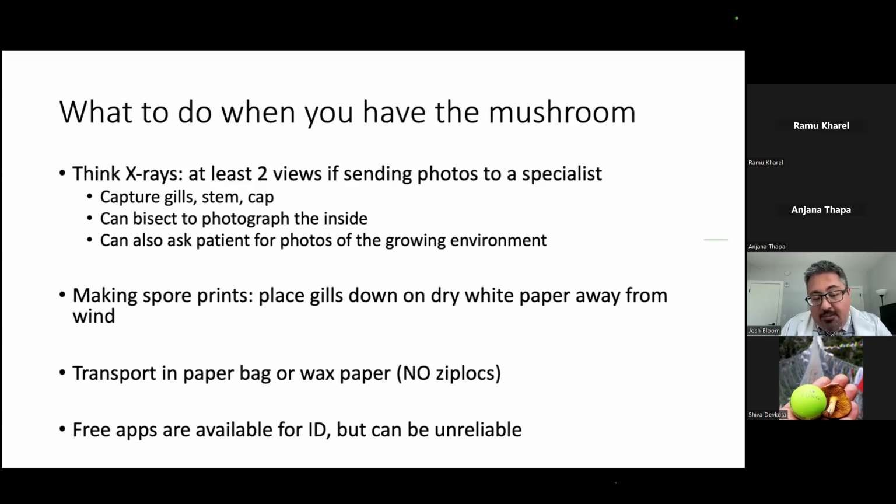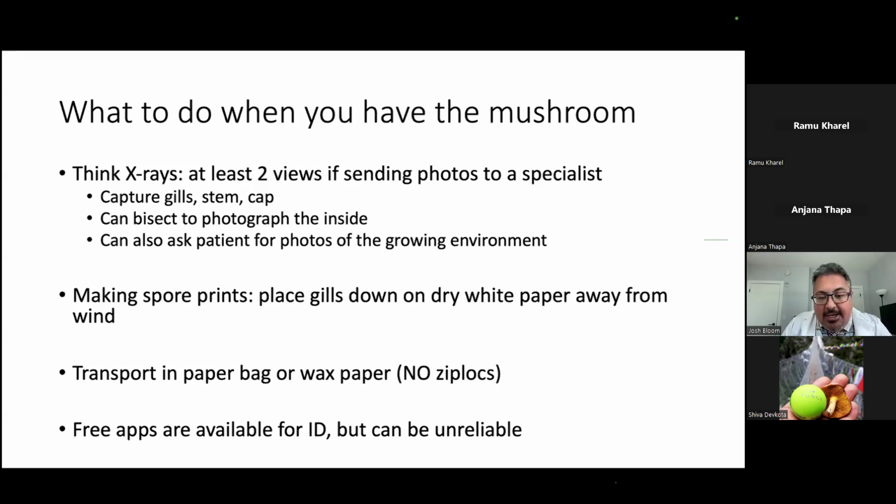You can generate a spore print, which means you would place the mushroom cap gills down on a dry piece of white paper away from the wind. And then it would gather spores and form a print there. The color of that print is usable to a person identifying the mushroom. And finally, if you're going to be sending a mushroom, please transport it in paper, not in plastic.